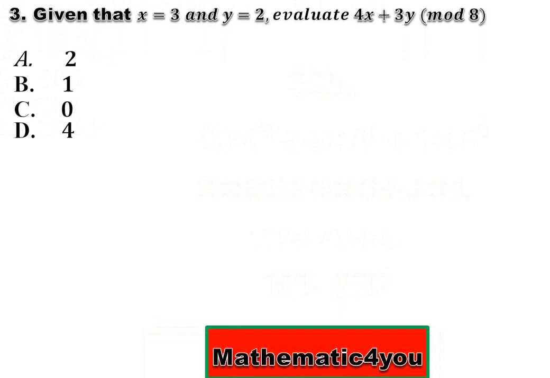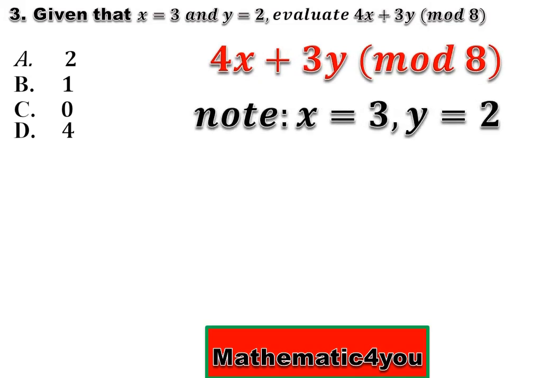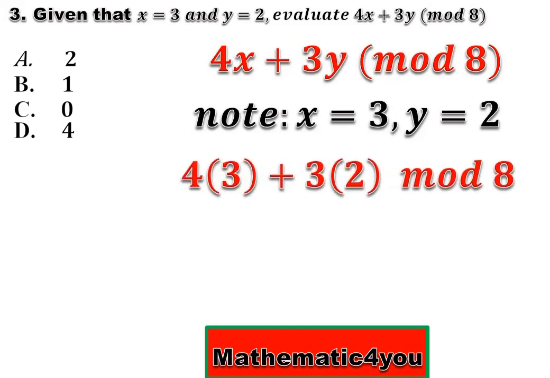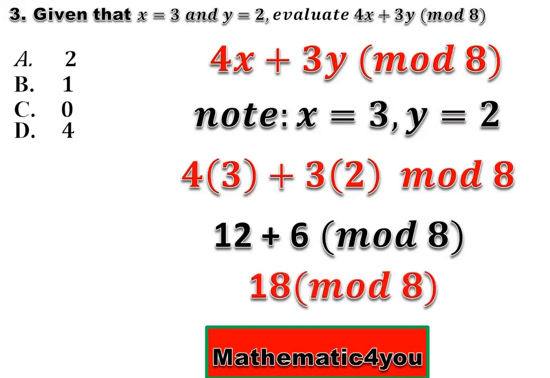Given that x is equal to 3 and y is equal to 2, evaluate 4x plus 3y modulo 8. So we have 4x plus 3y modulo 8. Note x is equal to 3, y is equal to 2. In place of x put 3, in place of y put 2. So you have 4 times 3 gives you 12, plus 3 times 2 gives you 6, modulo 8. Further simplify: 12 plus 6 gives you 18 modulo 8.